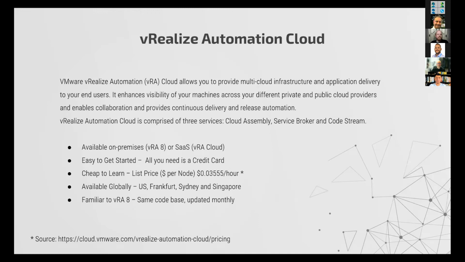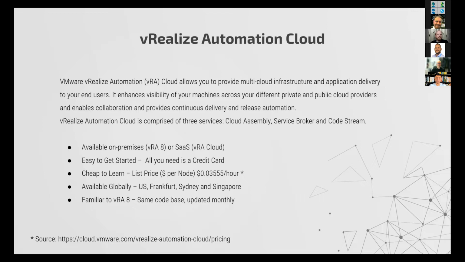So vRA, or vRealize Automation, cloud version, basically allows you to provide multi-cloud infrastructure and application delivery to your end users. So it means you can deploy machines across all your different public, private cloud providers, ensure that teams can collaborate together, continuous delivery and release automation as well.